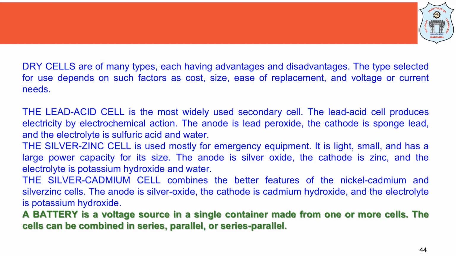And we have another example other than lead acid batteries. We have the silver zinc cell, which is used mostly for emergency equipment applications. It is lightweight, small, and has a large power capacity for its size. Usually, we use silver oxide as the anode and zinc as the cathode. For this purpose, we use potassium hydroxide and water as the electrolyte medium. So, we are avoiding sulfuric acid here. Here, potassium hydroxide is used. So in the lead acid cell, H2SO4 plus water is the electrolyte. Here, KOH and water is the electrolyte.